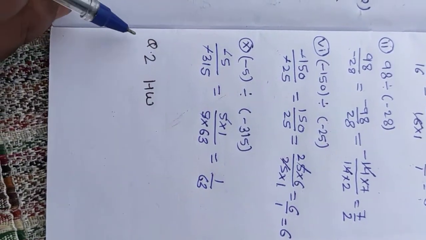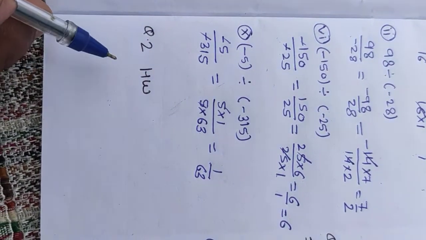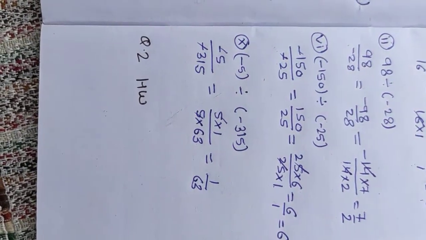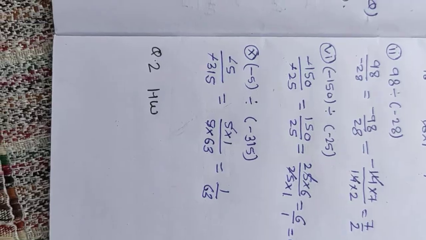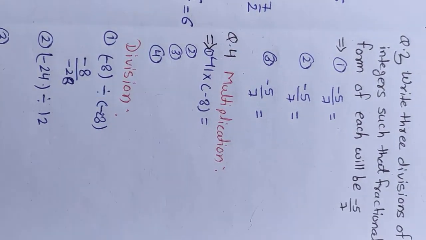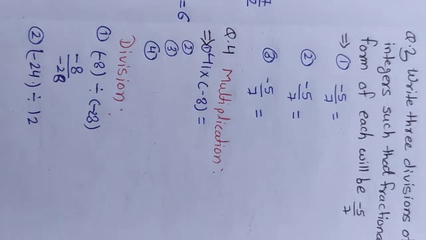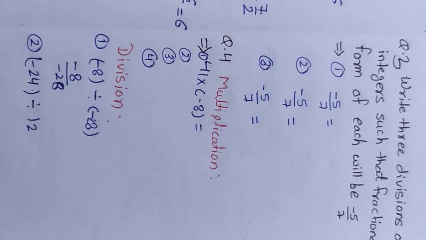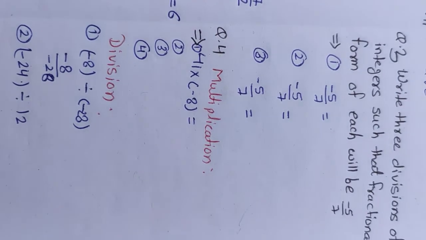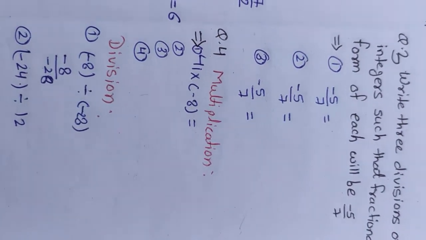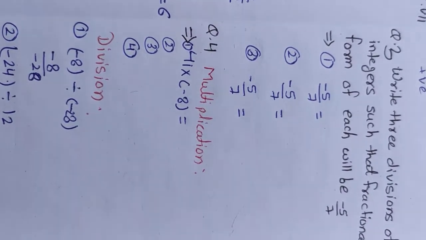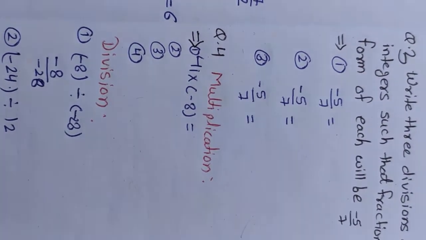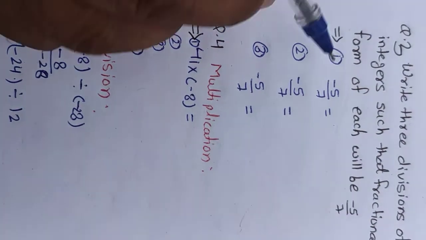Now question number 2 is homework for you. This question number 2 you can complete on the basis of question number 3 that I will show you. See question number 3. Write 3 divisions of integers such that the fractional form of each will be minus 5 upon 7. That means whichever integers you write, the answer is the same, minus 5 upon 7. Very simple. Minus 5 upon 7.